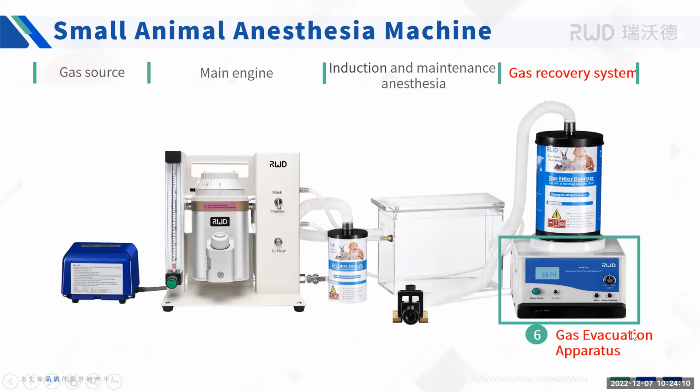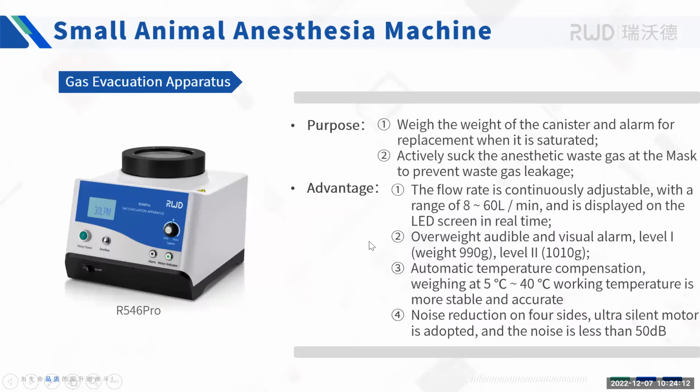This one is called the gas evacuation apparatus. This machine has two main functions. One is to weigh the canister and alarm for replacement when it is saturated. And another function is that it can actively suck the anesthetic waste gas at the mask to prevent waste gas leakage.